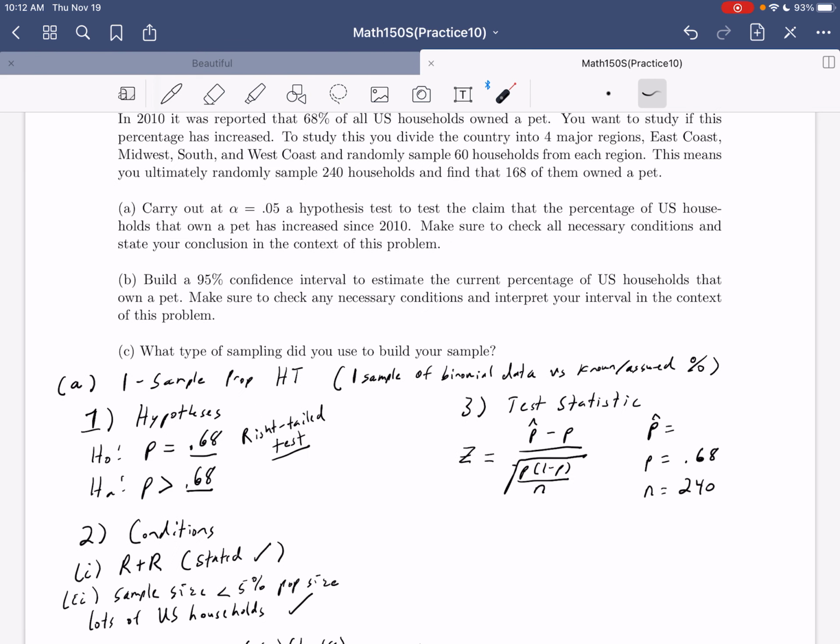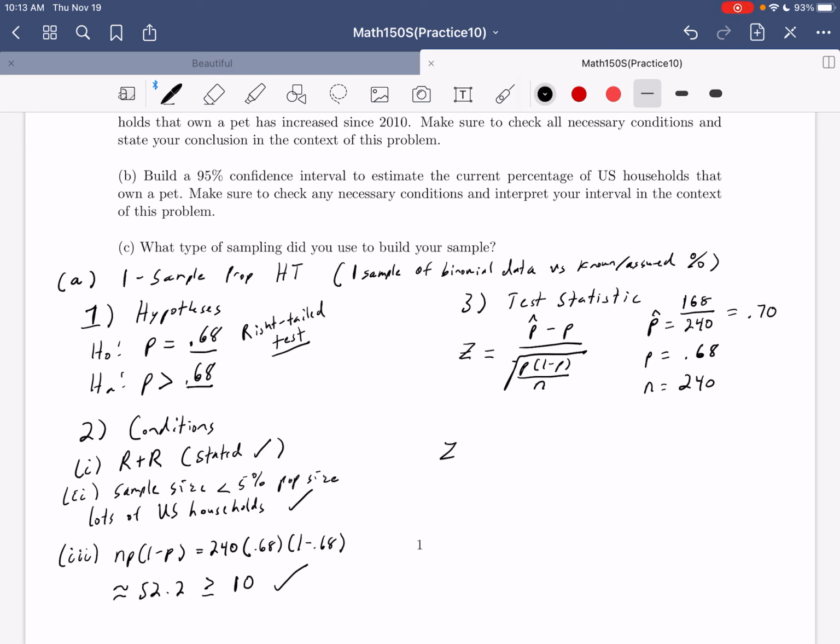Well, that's where we'll actually use this information here. 168 of them owned a pet, so we'll do 168 divided by 240. If we do that, we should get that that comes out as 0.70. So in our sample, 70% of the households owned a pet. All right, let's go ahead and plug this stuff in then. So we get 0.70 minus 0.68 divided by the square root of 0.68 times 1 minus 0.68 divided by 240.